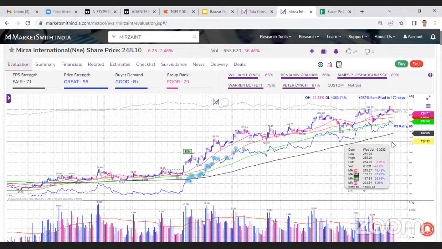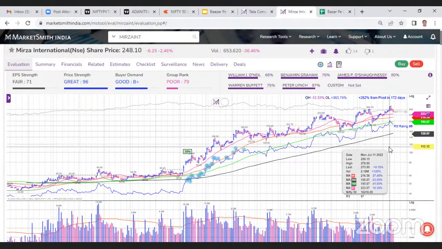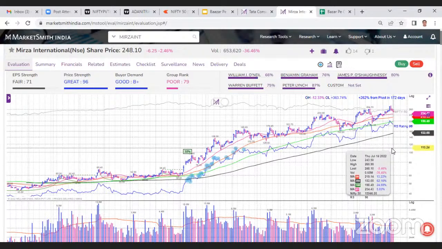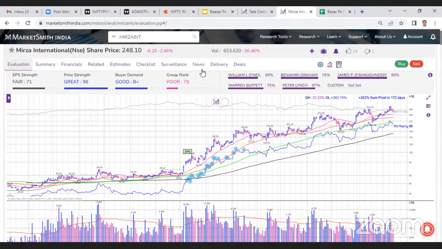Looking at the pattern itself, and its falling behavior of the past 3 days, I think one can wait for another couple of trading sessions, and based on that, if it is finding support near its 230, 235 or 240 support level, then a fresh call can be initiated. Otherwise, if the stock breaches that level, then obviously it can be avoided.